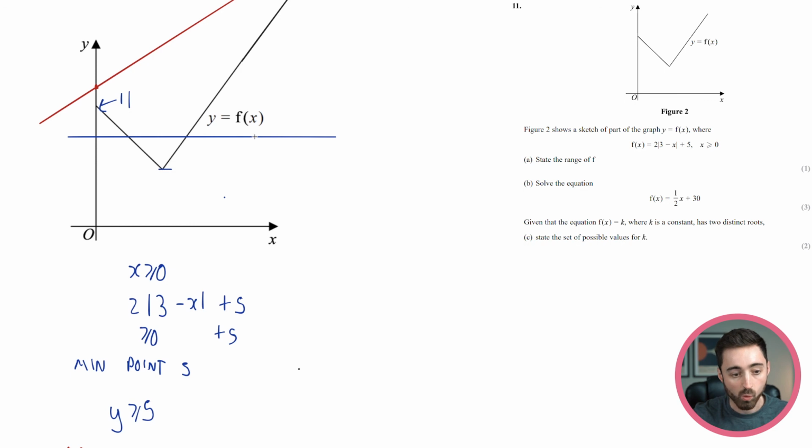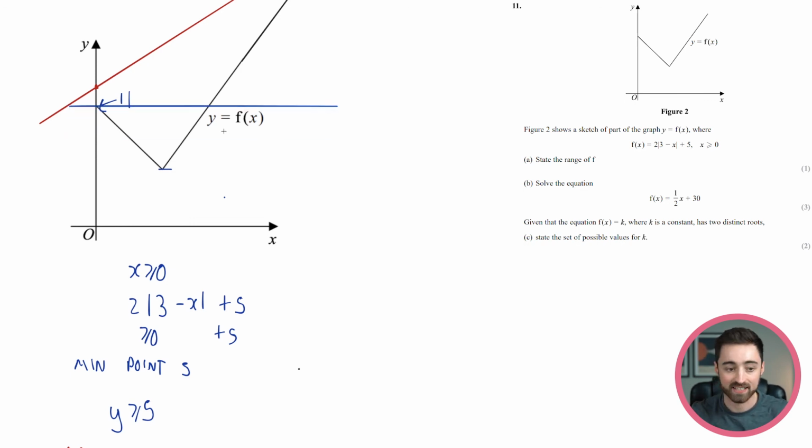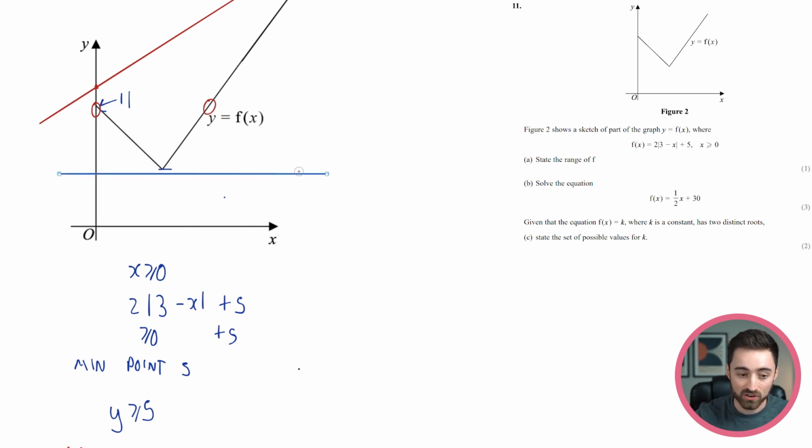Okay, so when it's at 11, we are going to get 2 distinct hits, aren't we? Because it's going to intersect here and here. But when it's equal to 5, there's actually only going to be 1 intersection point.